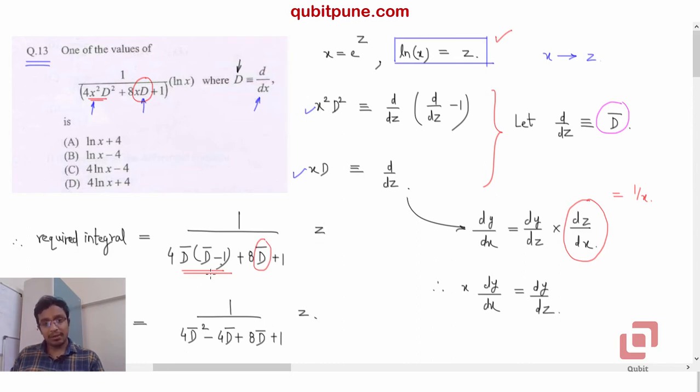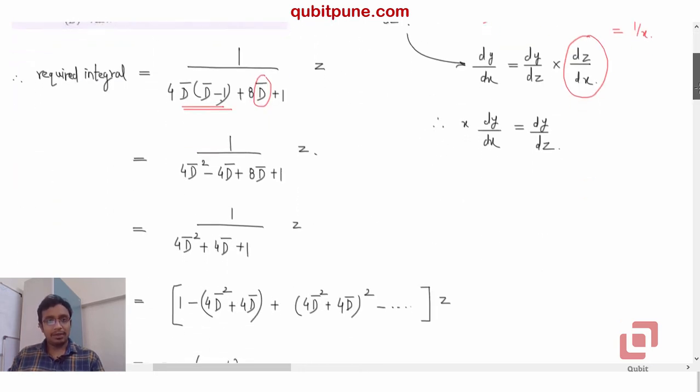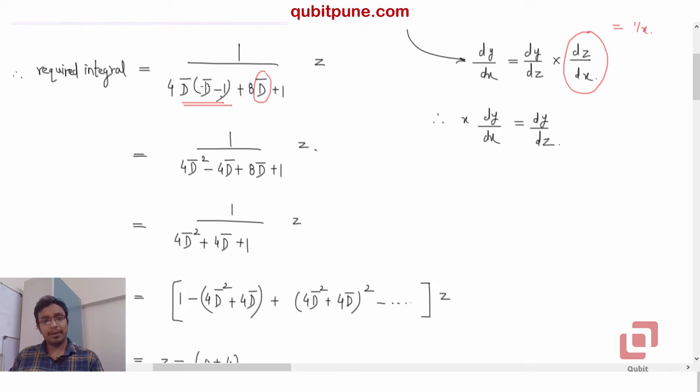Now we will try to simplify this operator, which will give us the following. Let's open the bracket. So it will be 4 D bar to the power 2 minus 4 D bar plus 8 D bar plus 1, which then becomes 4 D bar to the power 2 plus 4 D bar, because plus 8 minus 4 is plus 4, plus 1 on the side.